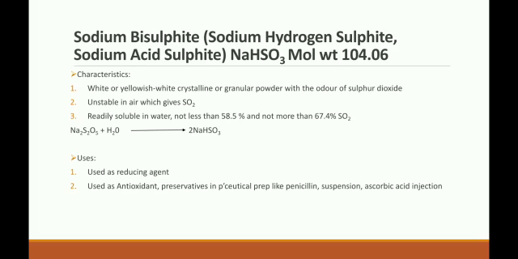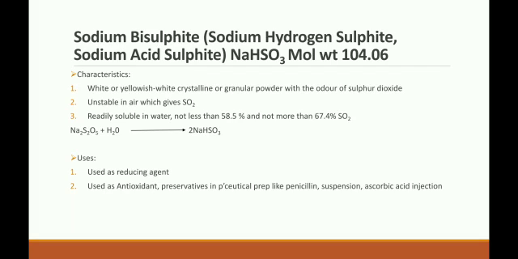The next compound, sodium bisulfite. Usually we call it sodium hydrogen sulfite, sodium acid sulfite. Molecular formula is NaHSO3 and molecular weight is 104.6. Then first of all we have to see the characteristics of sodium bisulfite. Official sodium bisulfite is a mixture of sodium bisulfite and sodium metabisulfite in varying proportions. It should yield not less than 58.5% and not more than 67.4% SO2.